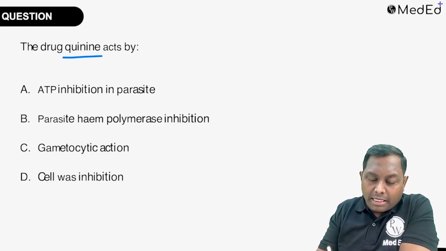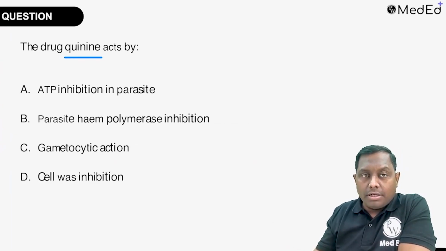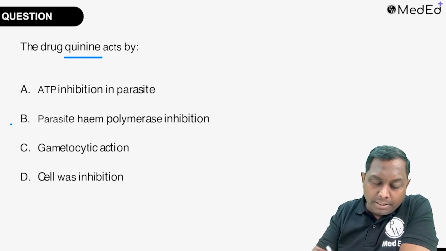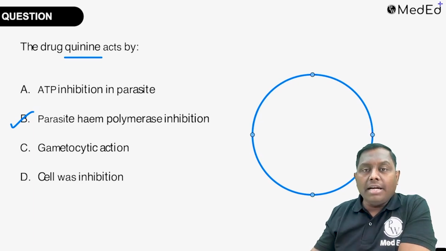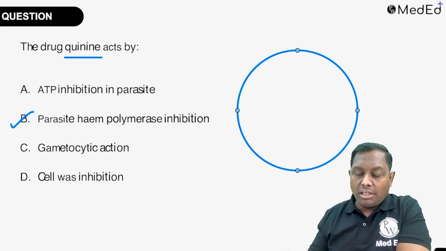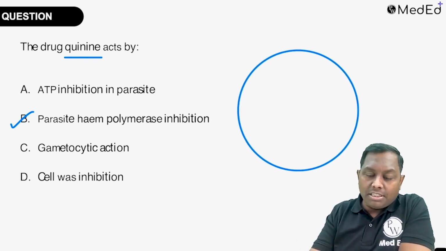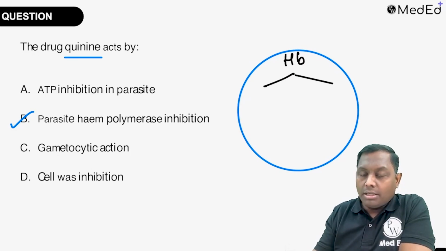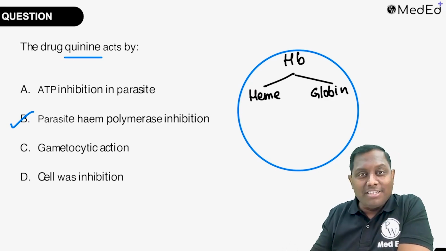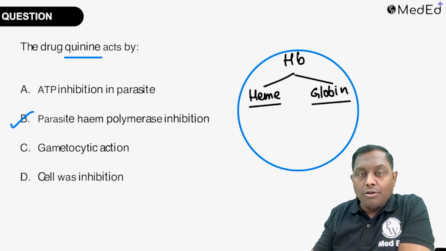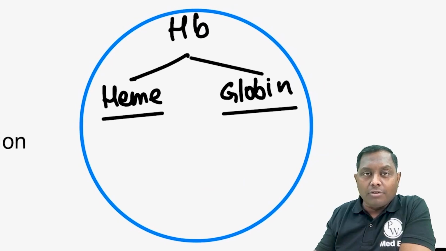The drug quinine act by. Quinine is one of the drugs that is going to act by heme polymerase inhibition. Now what is heme polymerase inhibition? Let's understand. Parasite in the RBC is surviving on hemoglobin. So wherever there is a hemoglobin, this will be broken down into two important parts. One will be your heme and other one will be globin. एक useful है, एक toxic है. Heme is toxic to the parasite and globin is on which parasite is going to feast and survive.